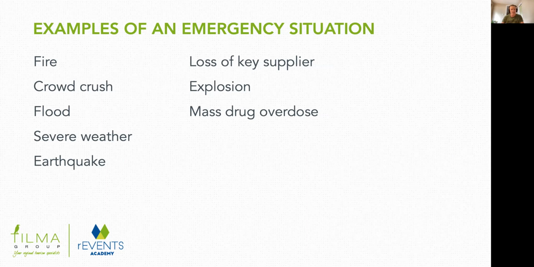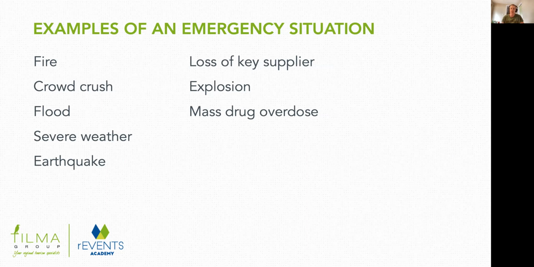And some of these things, you would have seen in the media over the years that happen at events: massive drug overdoses, explosions, severe weather. Who would have thought we'd have earthquakes, but we do, floods. So these are things that can happen. We don't want them to happen. We absolutely don't want them to happen.